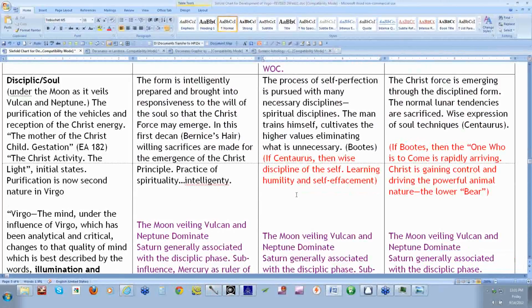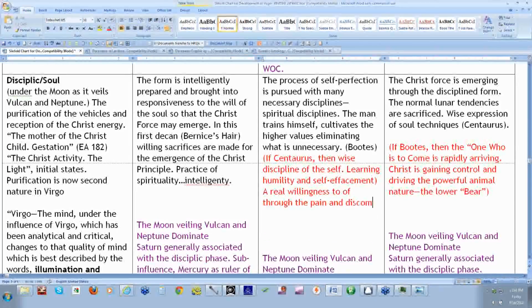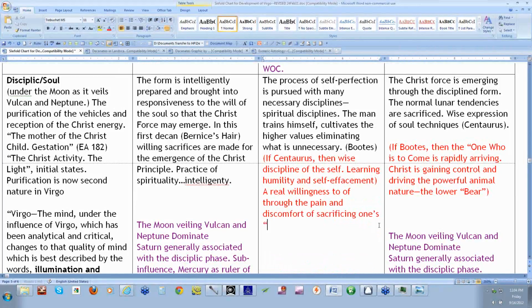The man trains himself. That's a great Saturnian word. Cultivates the higher values, eliminating what is unnecessary. That's kind of a Bootes using the sickle. But if we apply the Centaur here, then wise discipline of the self, learning humility and self-effacement, and a real willingness to go through the pain and discomfort of sacrificing one's, let's call it, wolf nature. Let's call it that.